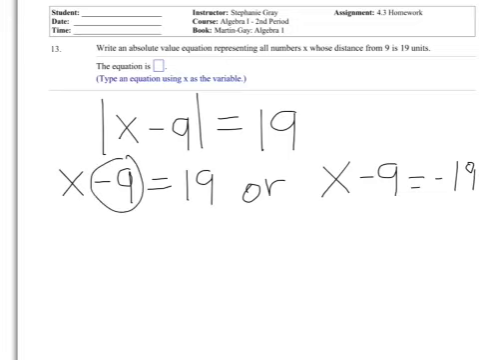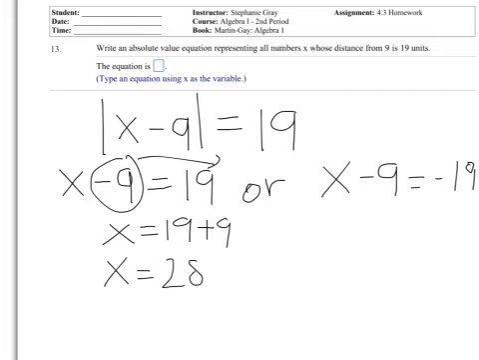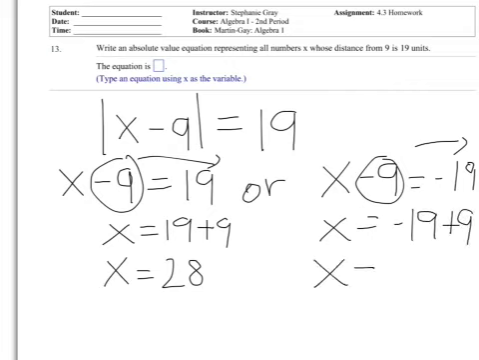So then we'll move our 9 over. So we got x could be 19 plus 9, which is 28. Or x could be, if I move this 9 over, negative 19 plus 9, which is negative 10. So x could be 28, or x could be negative 10. So the equation is the absolute value of x minus 9 equals 19.